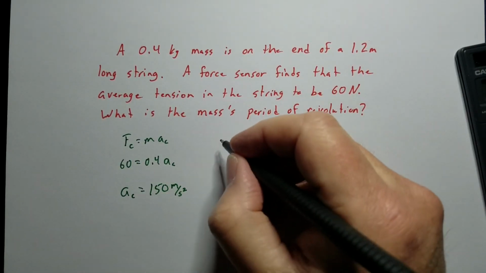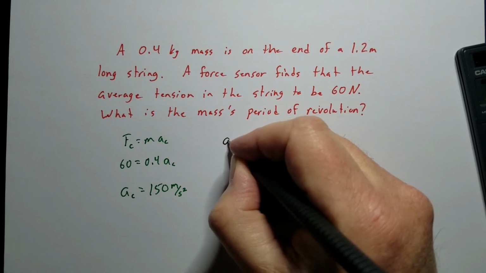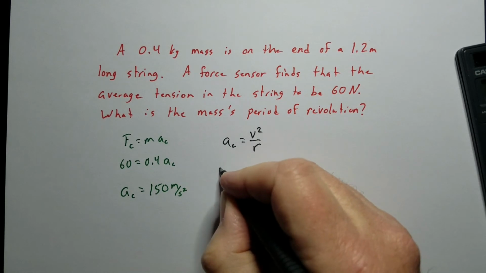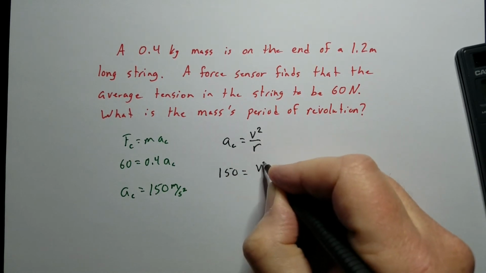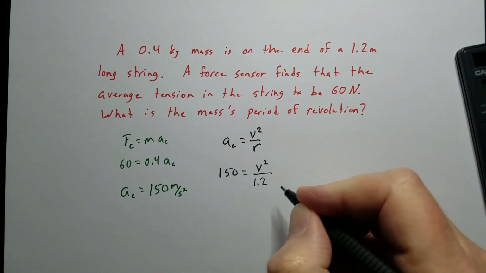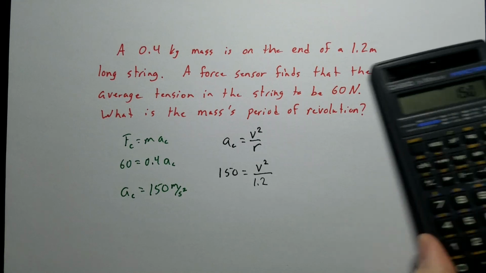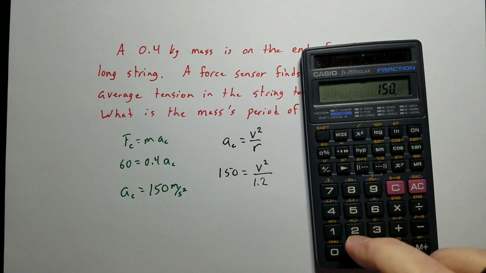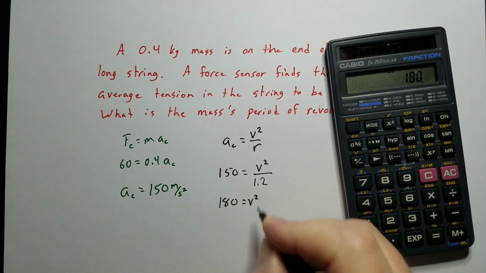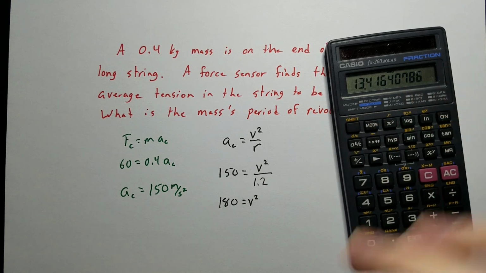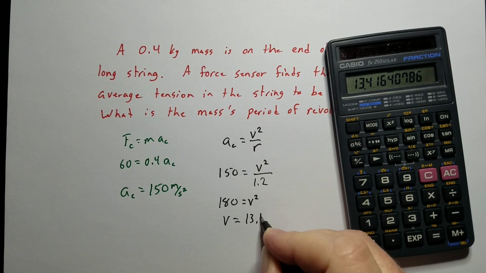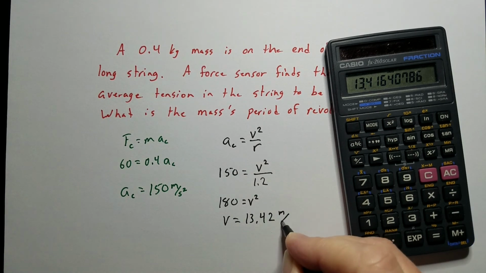And so we've got AC equals V squared over R. All right, so AC is 150. We don't know the velocity, but we do know the radius is 1.2. So we multiply by 1.2, and 180 equals V squared. But we don't want V squared, we want V, so we're going to have to take the square root. And so velocity is 13.42 meters per second.